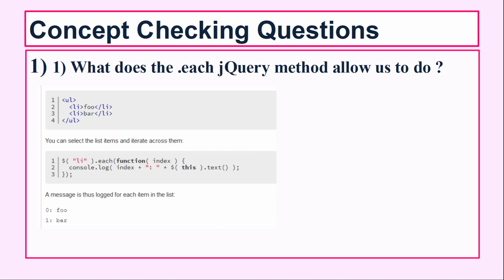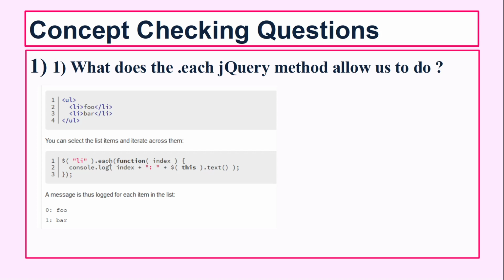What does the each jQuery method allow us to do? Well, it allows us to iterate through all the items that have been selected. So for example, if we look here in this code, we're trying to look through all the li in the DOM and the HTML, and then for each one we can do this function. What this does is print out the text for each one.